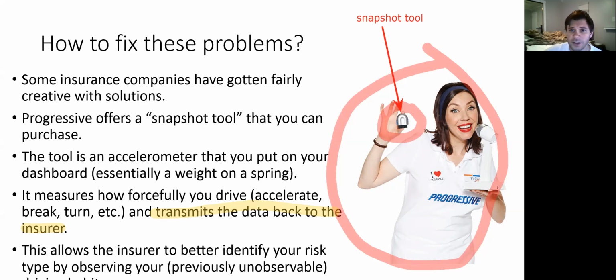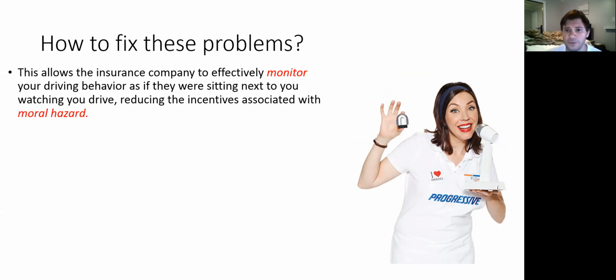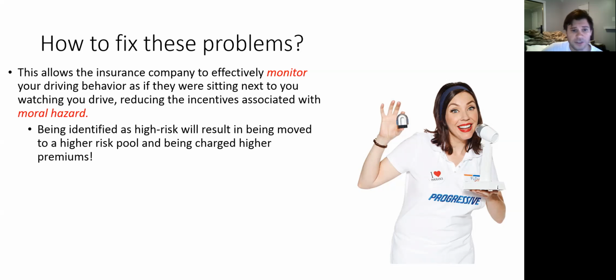Now, I think the other interesting thing about this tool here is that it also allows the insurance company to effectively monitor your driving behavior as well, almost like Flo was sitting there in the passenger seat next to you watching you drive. And again, monitoring your behavior is the solution to moral hazard, making sure that once that risk is shifted, you're not doing something that you shouldn't be. Okay, and again, if you are identified as high risk, this is going to result in you being moved to a higher risk pool and being charged a higher premium.